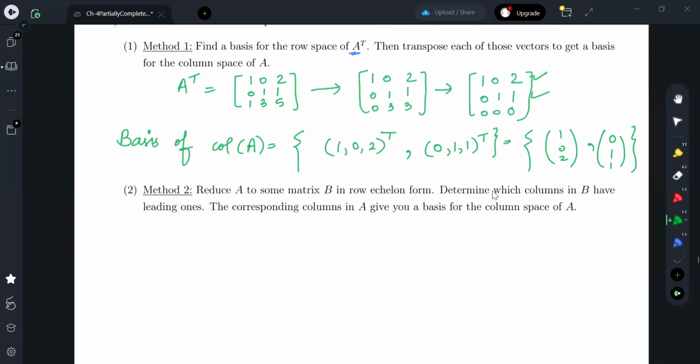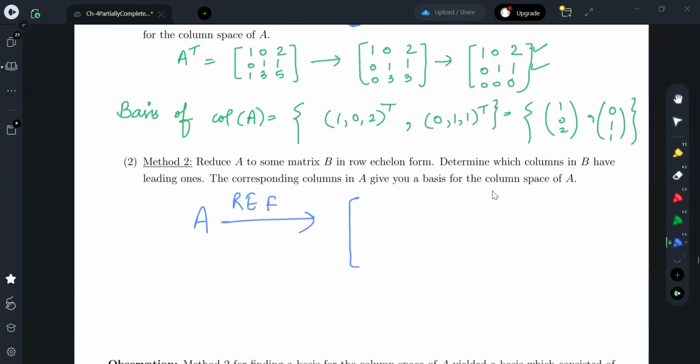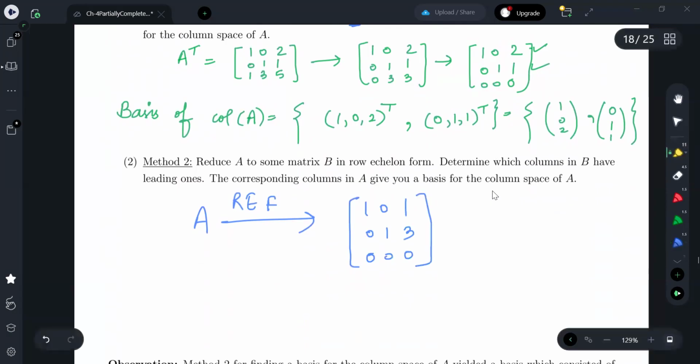I know you will get a calculator for exam 2. But even then, plugging in numbers, you can screw up. So you take the matrix A, find its REF. And what was the REF of A? 1, 0, 1, 0, 1, 3, 0, 0, 0, and find the columns that have pivot.